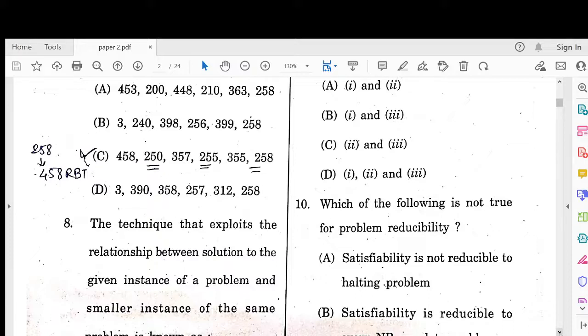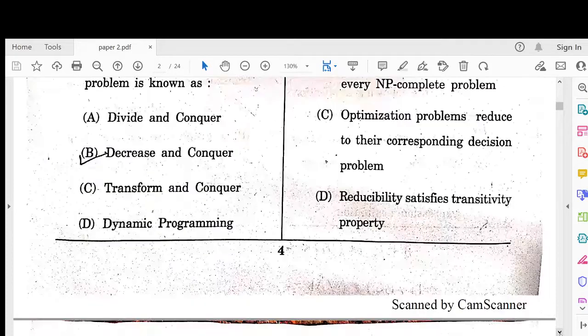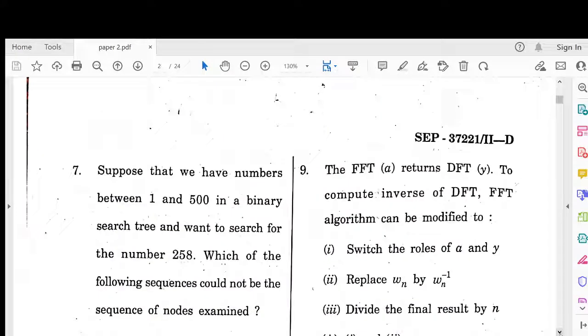Question number 8. The technique that exploits the relationship between solution to the given instance. Option B is correct. Decrease and conquer. Then question number 9 for FFT. Option D, 1, 2 and 3. Question number 10. Option A.